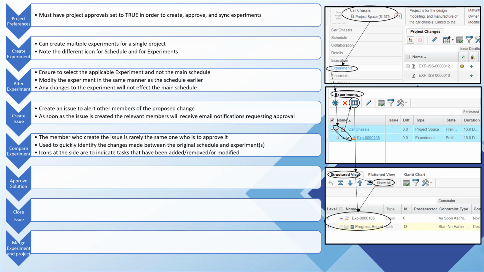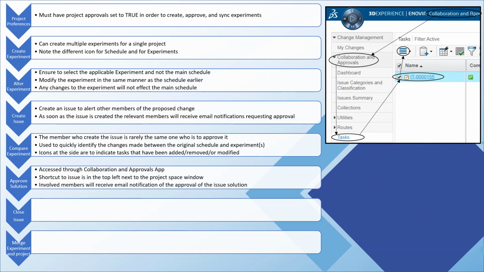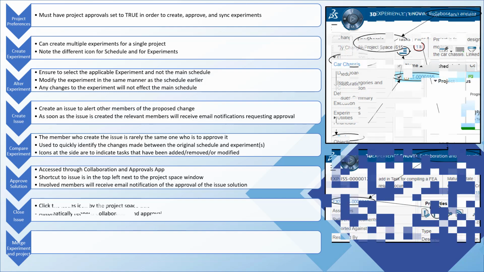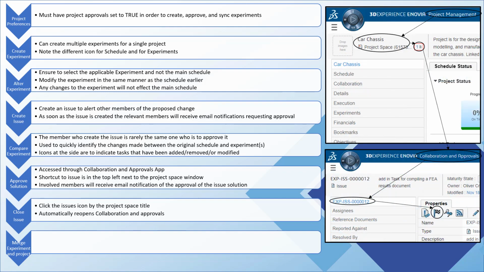Once the issue is created, a different project member will be notified and requested to approve or reject the changes. Using the compare function, you can quickly identify the changes in even very large projects. The icons on the left side of the task names indicate which have been modified, added, and removed. Approving a solution is accessed through the Collaboration and Approvals app, and any involved members will receive email notifications of the approval of the issue solution. The issue must then be closed once a solution has been decided upon.